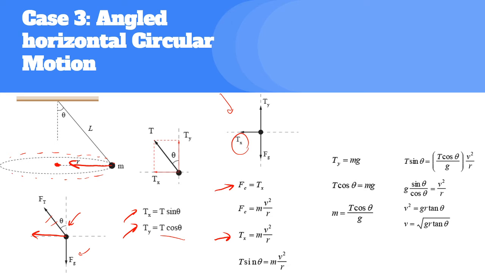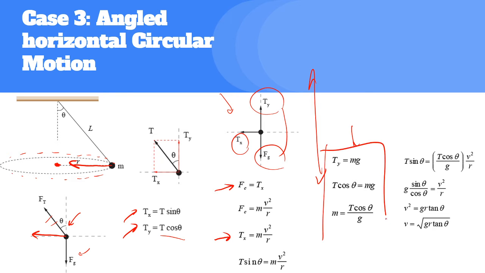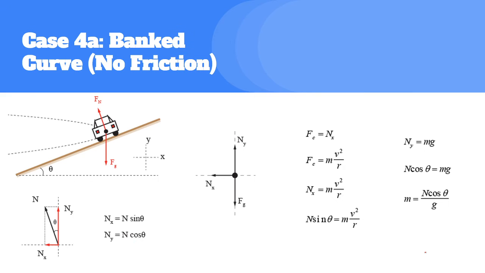But most of the time, this is not going to be enough for those types of questions. Then you also need to be able to make a connection between Ty and Fg. Since there's no acceleration in the up and down direction, then we also know that Fg and Ty are equal. So when you put those two together and this together, then you're going to have this final equation.